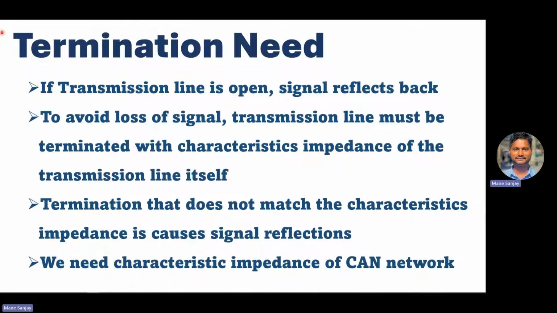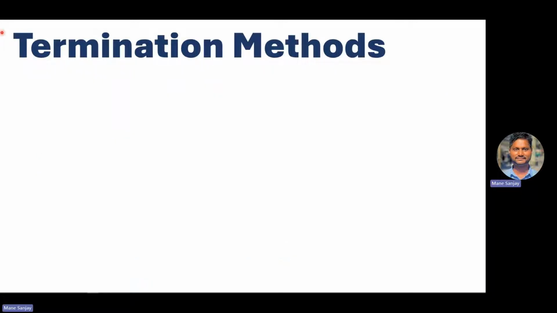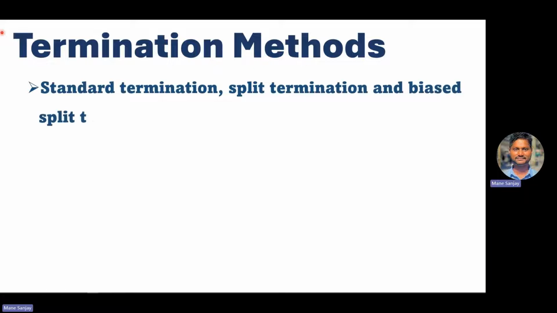So let's see how all these points lead towards the need for termination. If we don't have the termination, if we have the transmission line open or our CAN network is open, definitely there would be the effect of signal reflections, and it will not have proper communication. So let's see what the different termination methods are. There are three methods to terminate the CAN bus: standard termination, split termination, and bias termination.